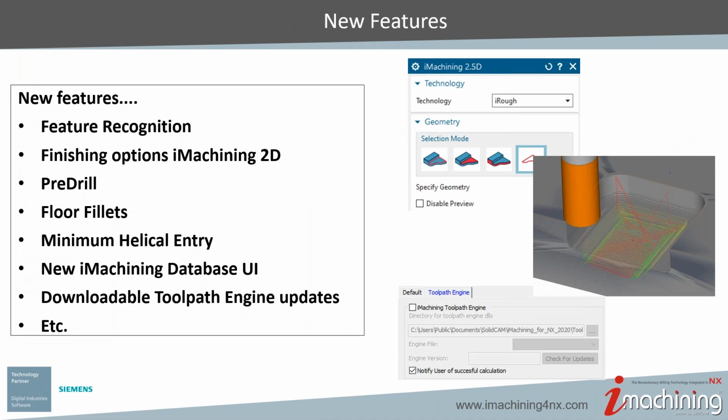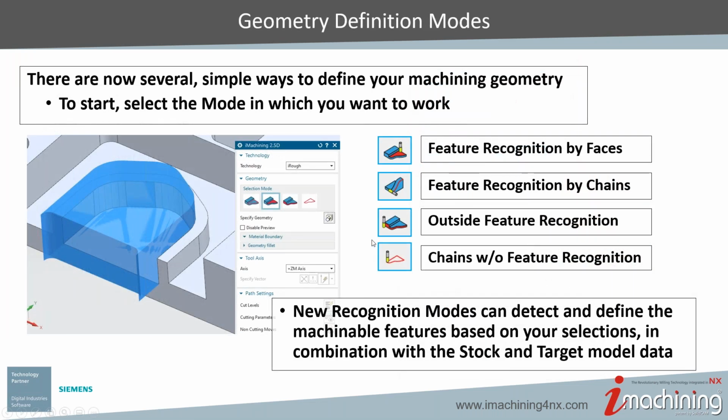New features. In a general sense, iMachining for NX is adding all iMachining features that came between SolidCam 2016 and SolidCam 2021. iMachining for NX 2021 is fully synchronized with SolidCam 2021 and InventorCam 2021. Here's a list of some of the biggest features added: feature recognition, finishing options for iMachining 2D, pre-drilling, floor fillets, minimum helical entry, new iMachining database, downloadable toolpath engine, etc. We can talk a little deeper about some of these.